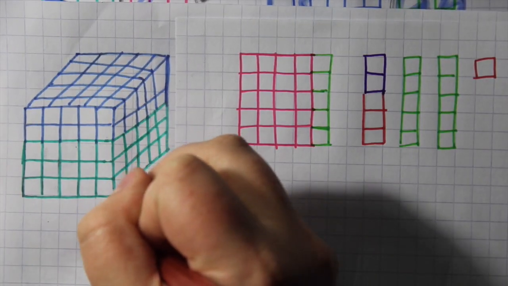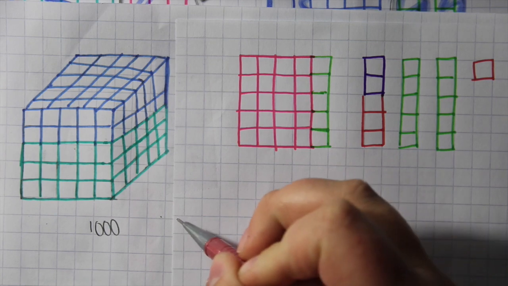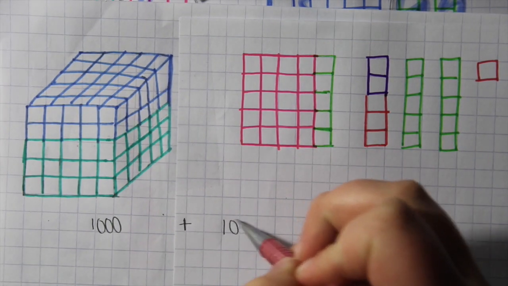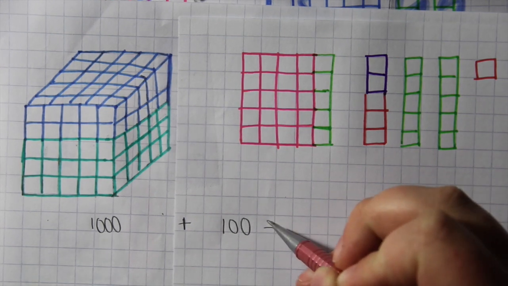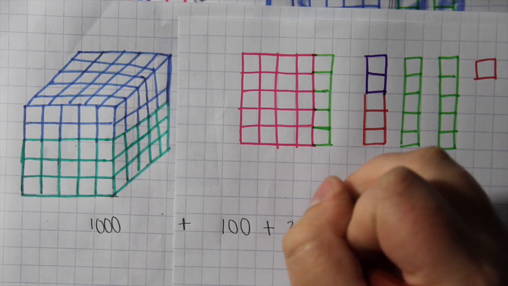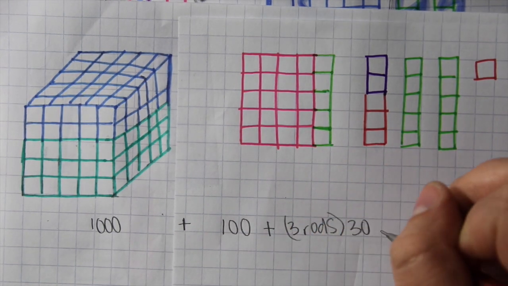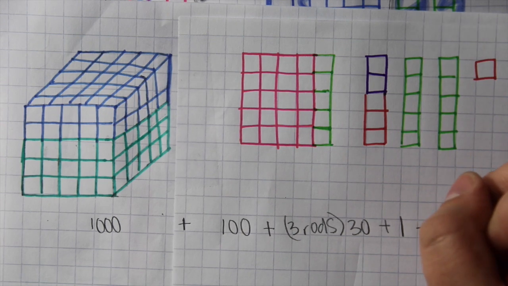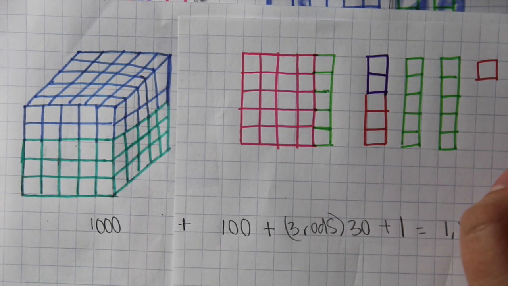The last step of this is just putting down all my values. So I put 1,000 under the cube, then I put 100 for that flat that I created, and then I have 3 rods, which equals 30. And finally, my one remaining block. So altogether, I found my answer to be 1,131.